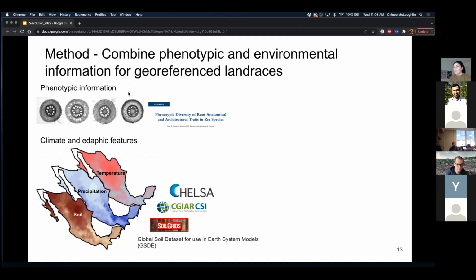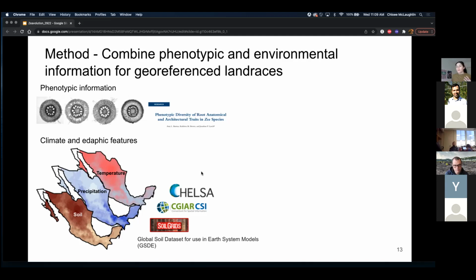Once we had that phenotypic information for these georeferenced landraces that were grown in a common greenhouse environment, we also extracted over 100 environmental features that are representative of an accession's point of origin. This includes information on precipitation, soil, temperature, aridity, etc. And we got this from public databases, including CHELSA and SoilGrids as a couple examples. So for a given accession, we have information on its phenotypes when it was grown in a common environment, and then its point of origin's environmental gradients.